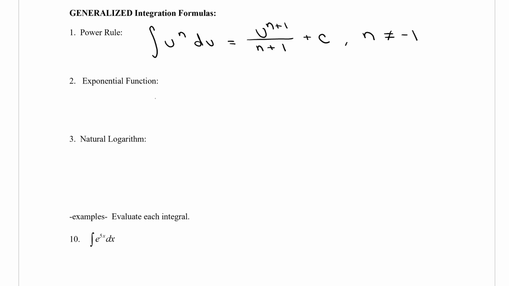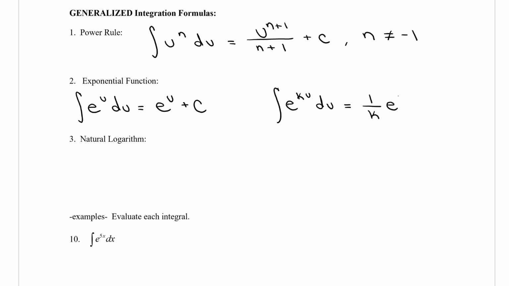Our second rule here for exponential functions: the integral of e raised to the u power du is equal to e raised to the u power plus c. Or you might have something that looks more like this. The integral of e raised to the ku power du is going to be equal to 1/k times e raised to the ku power and then plus c out at the end.